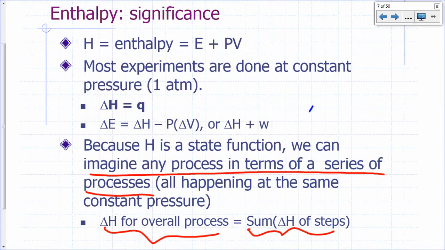And that's very useful because there are some things for which we cannot readily measure delta H. But if we can imagine that as occurring through a series of processes, some of them may be imaginary, but if we have a way to figure out a series of processes for which we can calculate delta H, we can figure out delta H for something that we might not be able to measure in the lab. So that's very important.